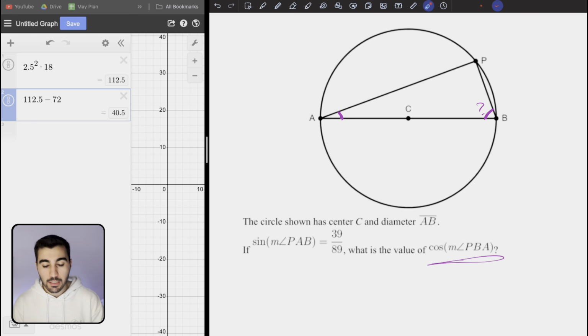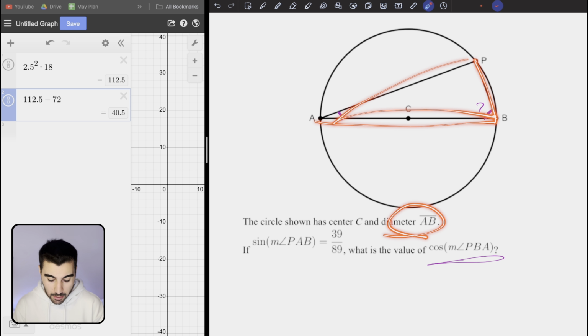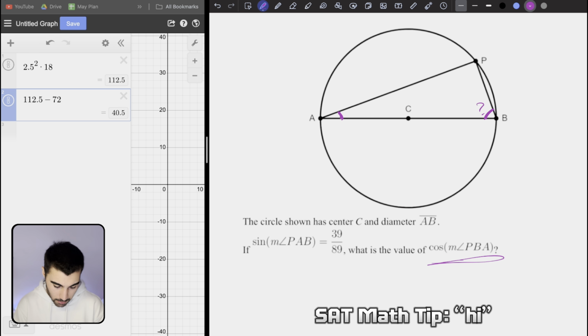The property that we need to know here is that if a triangle is inscribed in a circle and one side of the triangle is the diameter of the circle, then this triangle should be a right triangle. So the question said that AB is the diameter and AB is one of the sides of the triangle. So this triangle is a right triangle. So here is 90 degrees, always. Okay, this angle is the 90 degrees angle. Now the rest is easy.